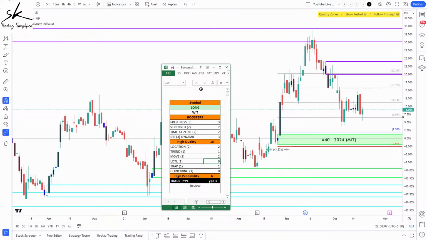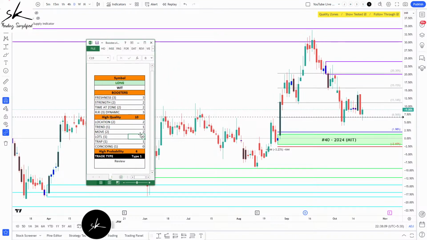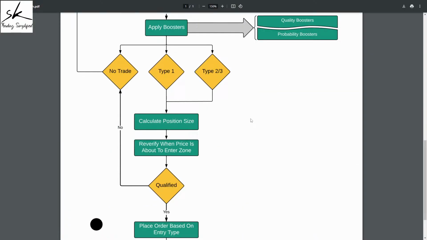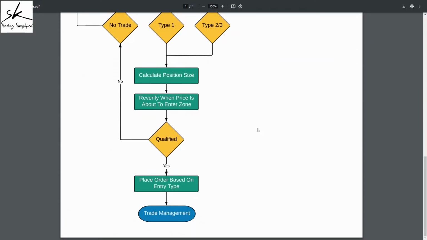a score of 1. So if you look at the overall scoring, we have a score of 10 for quality, 6 for probability, which makes it a high quality, high probability trade setup, and high quality, high probability can be done as a type 1 trade. So moving back to our flowchart, yes, it can be done as a type 1 trade.